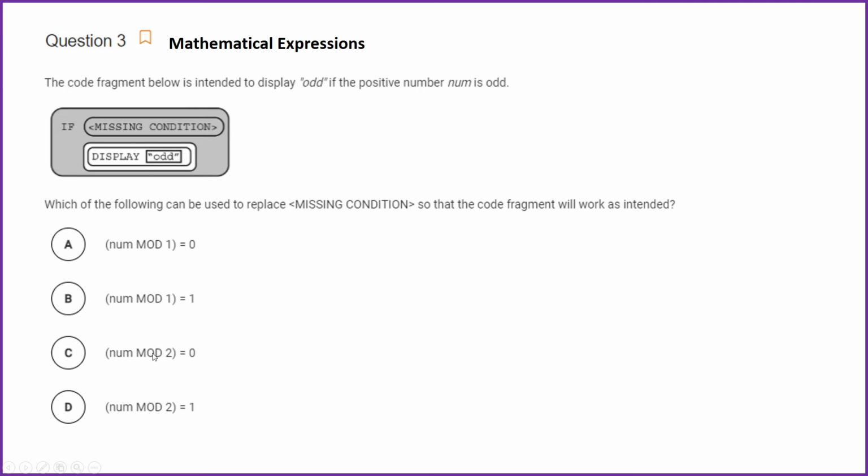So if I take that number, divide it by 2, what's the remainder? If that remainder is 0, then this is true, right? So what's going up here should be one of these. It's meant to display odd if num is odd. So if I divide num by 2, and I get a remainder of 1, that would be true for all odd numbers, right? Because if you divide any odd number by 2, the remainder will be 1. And so this D would be the right answer for that one.